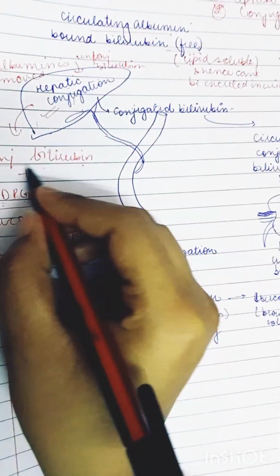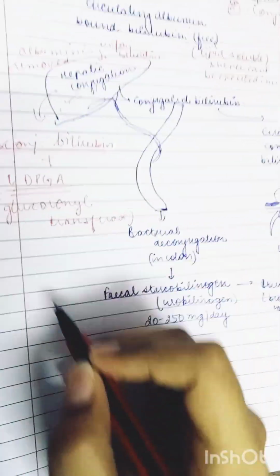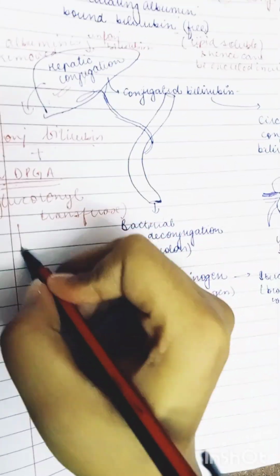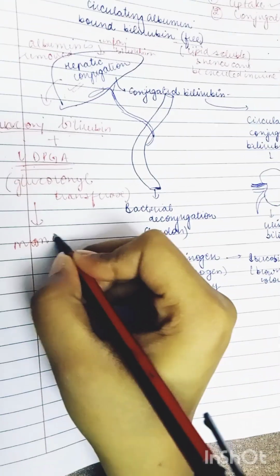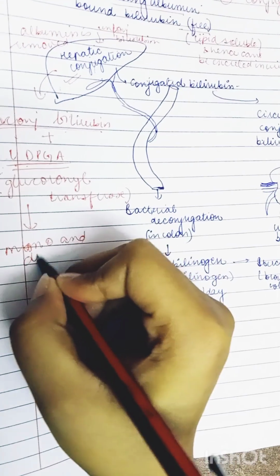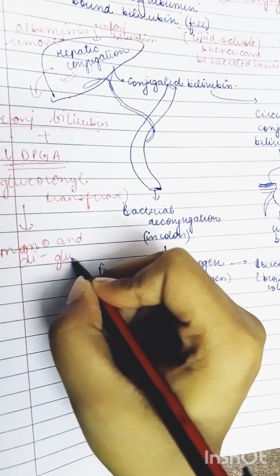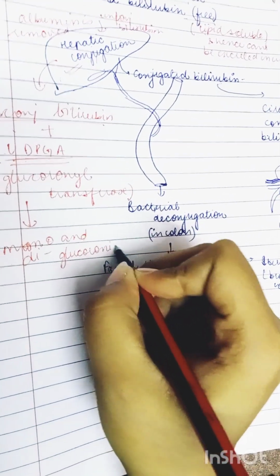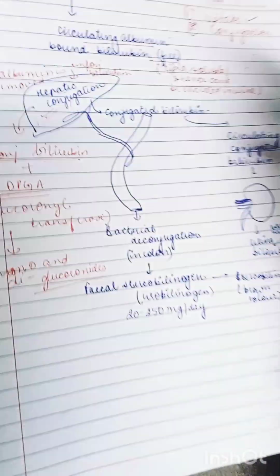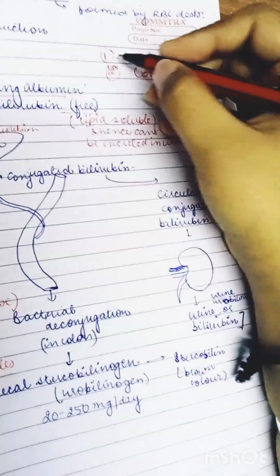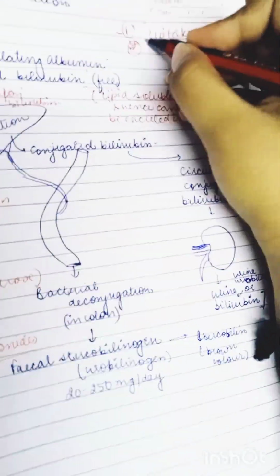Then this unconjugated bilirubin, when conjugated with uridine diphosphoglucuronic acid, leads to the formation of mono and diglucuronides. Then hepatic conjugation has occurred. So first step uptake, second step conjugation.